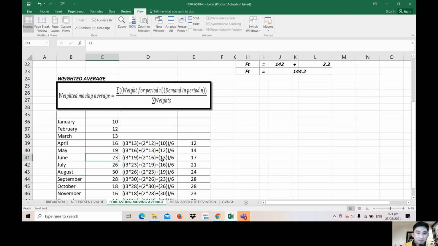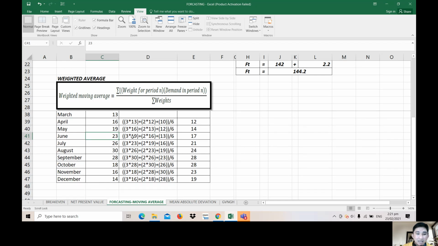On the month of June, okay, so we will use again the last 3 months, the most recent month before the month of forecast being 19. So ito yung mas heavily weighted. 19 times 3, 2 times 16, 13 times 1 or 13 na lang divided by 6. Ayan, that is 17. So gagawin natin siya same hanggang December. Okay, just bear with me ha. Ito number sa July, first 3. Ayan. Okay, 16, 19, and 23. 23 times 3, 19 times 2, 16 times 1, divide 6.